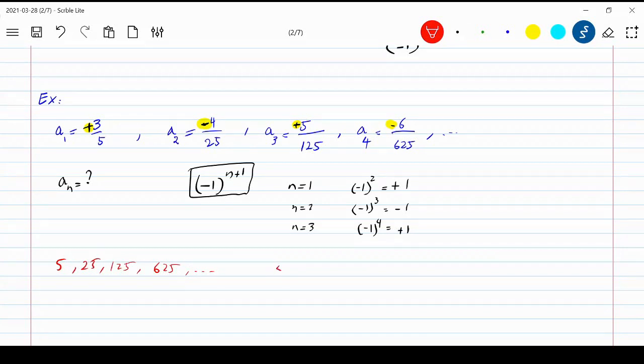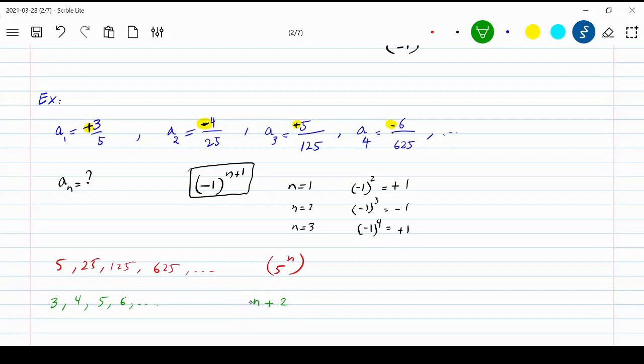It should be quite easy. It should be 5 to some power. If n is 1, then you get 5. If n is 2, you will get 25, and so on. So this is the denominator sequence. What about the numerator sequence? What you have is 3, 4, 5, 6, and so on. So this sequence could be represented by simply n plus 2. If you let n be 1, then you have 3. If you let n be 2, then you have 4, and so on.